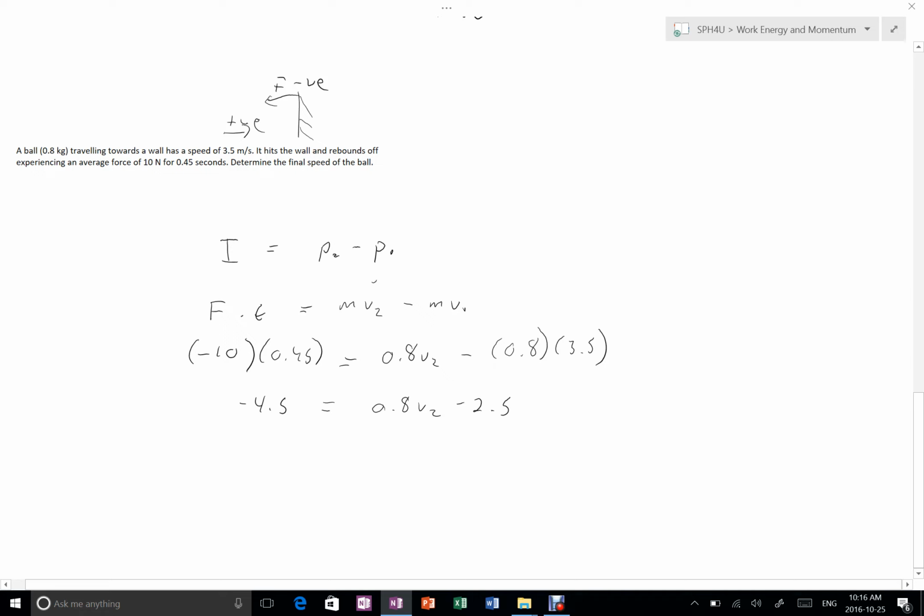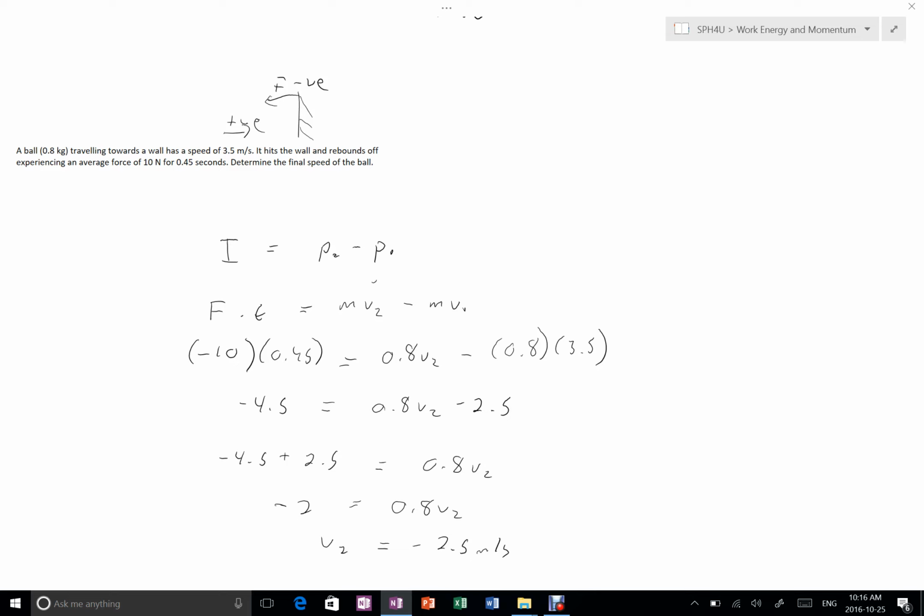Bring it over, negative 4.5 plus 2.5 is equal to 0.8 V2, which is negative 2, so 0.8 V2. So my final velocity of my ball is negative 2.5 meters per second. Remember, I said it was going in with a positive 3.5, so it bounces back in the opposite direction at negative 2.5 meters per second.